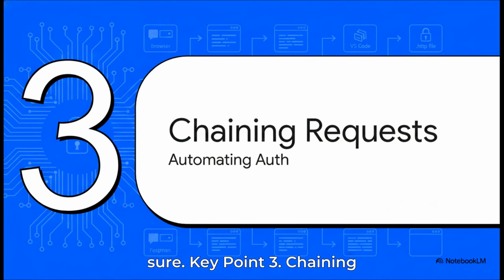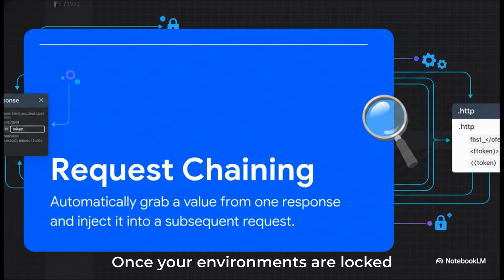Key point 3. Chaining authenticated requests. Once your environments are locked down securely, we can tackle one of the most annoying parts of API testing. This brings us to request chaining. So, what does this actually mean? It's the ability to automatically grab a value from one API response and inject it directly into a subsequent request.